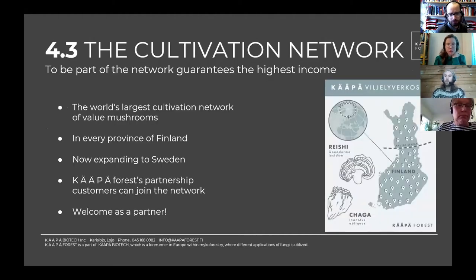So right now, our network is all around Finland, and our biggest cultivators are actually around the Ostrobothnia region. So it suits this seminar very well, seeing that it's the Kvarken region. And we are now expanding this cultivation network to Sweden. So if you have forests and might be interested in cultivating chaga, you can also contact me.